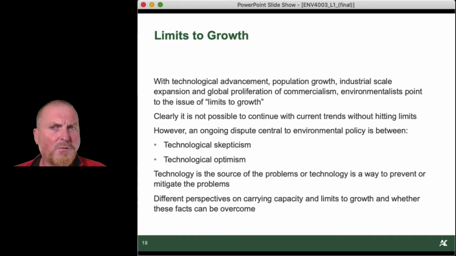Environmental economists would fall into the camp of technological optimism. Ecological economists would fall into the camp mostly of technological skeptics. Okay? There are different perspectives on carrying capacity and limits to growth and whether these facts can be overcome. These are the different perspectives. Can we overcome, or do we have to slow everything down? Do we have to bring in population control? Do we have to, what a lot of deep ecologists would argue, right? Environmental economists would say we have to get better at making decisions to protect the environment in our economic and social decision making, okay?